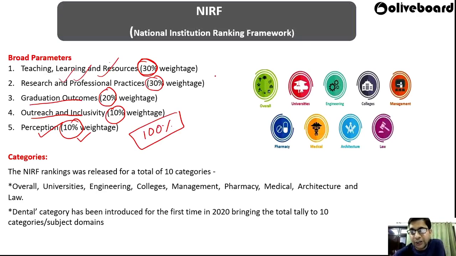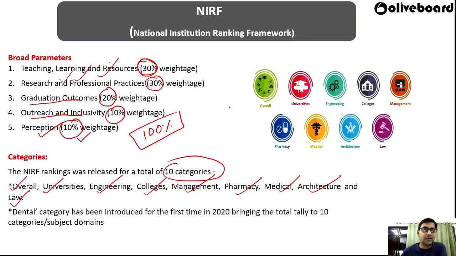So now what all institutions will be coming under NIRF ranking, that is the National Institute Ranking Framework. The NIRF ranking was released for a total of 10 categories. First is overall category, that means overall which is the best institution in our country. Then university, central university or any private university. Then engineering colleges, then normal colleges, management, pharmacy, medical, architecture and law. These are the categories under which this ranking will be done.